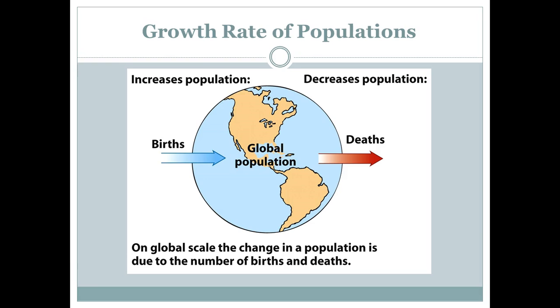Growth rate of populations. When we look at global growth rate, we only have to look at two factors. That's birth and death. So as long as births outnumber deaths, we're going to have a positive growth in global population. If at any time deaths would be higher than births, global population would start to decrease.